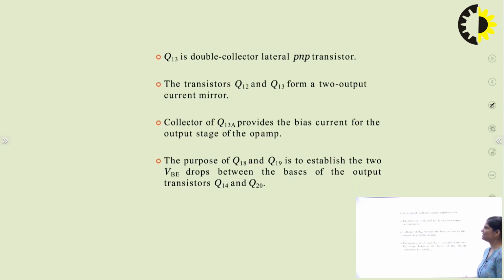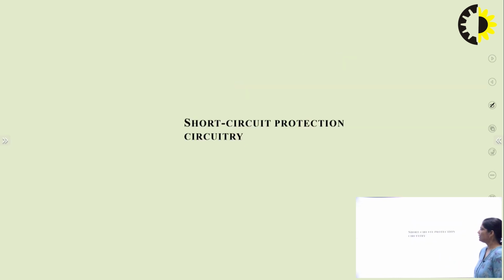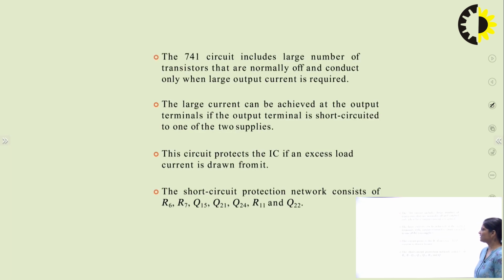Now Q13 is a double collector lateral PNP transistor, and the transistors Q12 and Q13 form a 2 output current mirror. Collector 13A provides the bias current for the output stage of the operational amplifier. The purpose of Q18 and Q19 is to establish the 2 voltage drops between the bases of the output transistors Q14 and Q20. Now, short circuit protection circuitry.